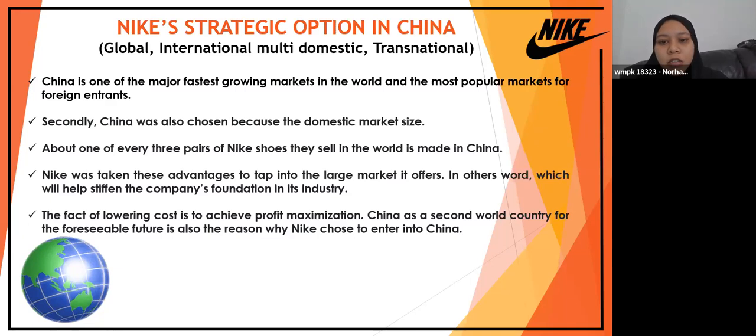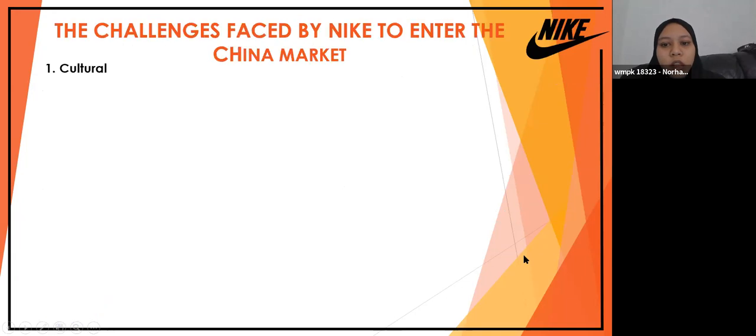So Nike took these advantages to tap into the large market it offers, connecting to the biggest retailers in China, which helps to stiffen the company's foundation in its industry. The fact of lowering cost is to achieve profit maximization. So in China, technically Nike is not focusing on the amount of profit from one pair of shoes sold, but on the volume of sales.